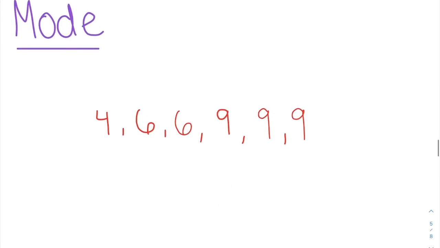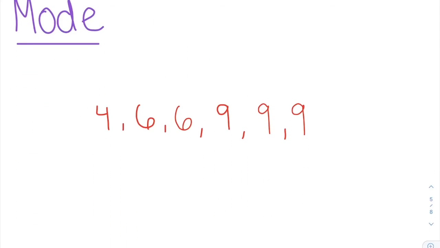Finally, let's solve for mode. Just a reminder, mode is the number that repeats the most frequently in the set. So we have 4, but 4 doesn't repeat at all, so we can just cross 4 off as an option. We have 6. 6 does repeat twice. But let's keep going to make sure that it is the number that repeats the most.